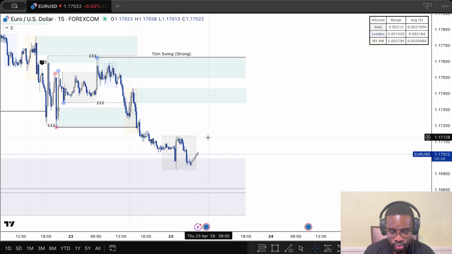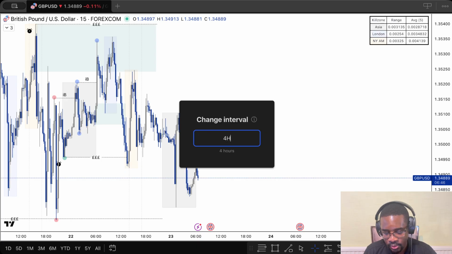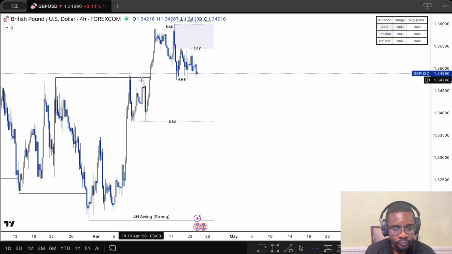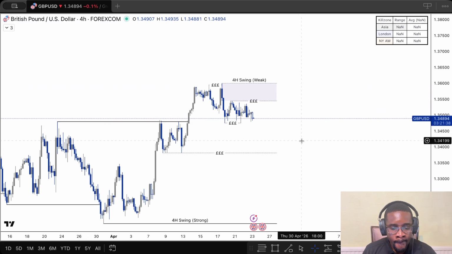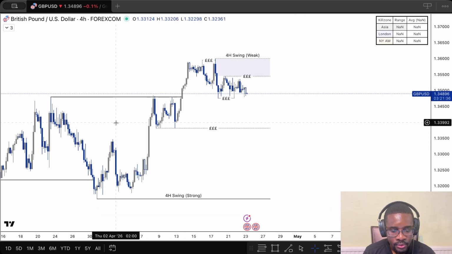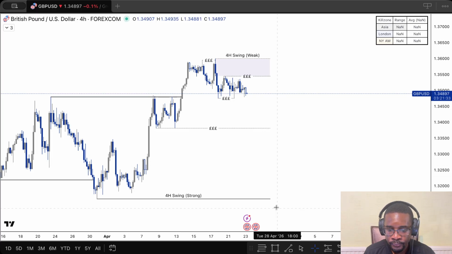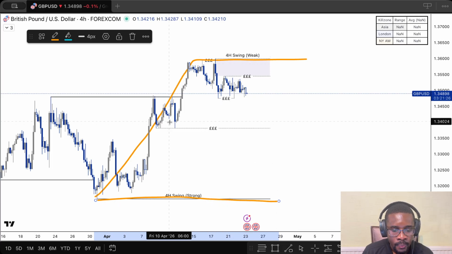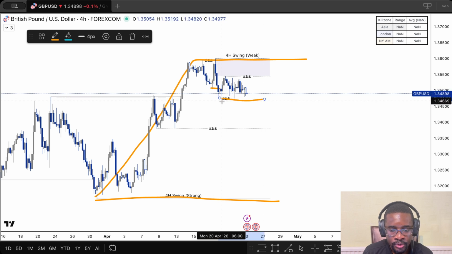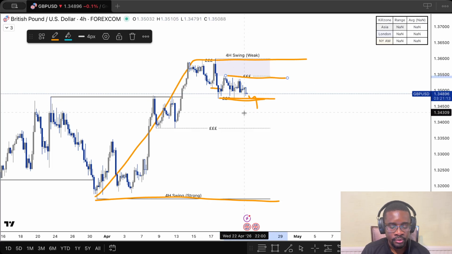So let's jump onto the pound and on the 4-hour. So this is what we have on the pound. So this is our range. Okay, this is our range. After breakout structure, we do expect some kind of pullback, and we're having that pullback, although we're struggling to continue pushing down strongly. So right now price is sort of like ranging right here.